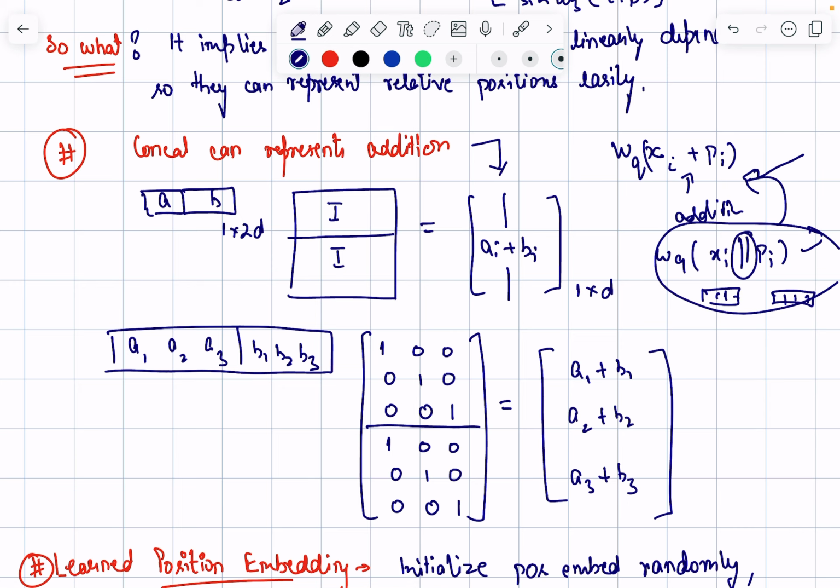So it turns out that if we simply do some basic calculations here, we see that, let's say we concat two vectors A and B. If I concat these two vectors A and B, each with dimension d, then the dimension turns out to be 1 cross 2d. Now let's say I stack two identity matrices I and I, each of dimension d cross d. So the total dimension will turn out to be 2d cross d, right. Now if I multiply these two together, at each ith position I will get ai plus bi, which will be of dimension 1 cross d.